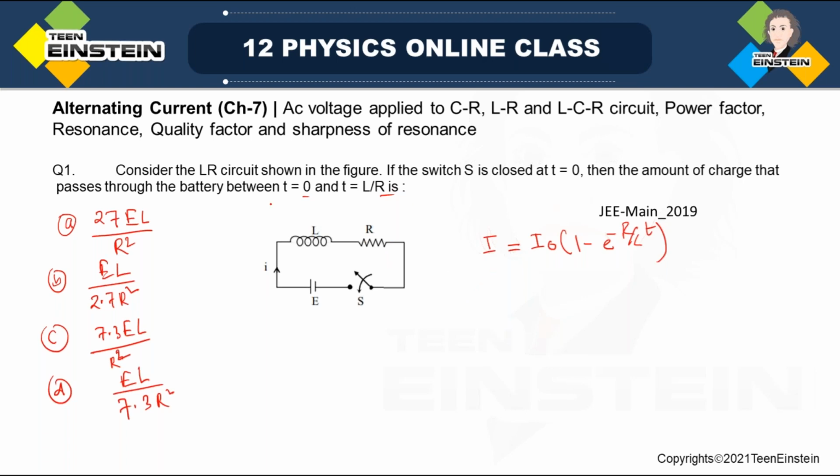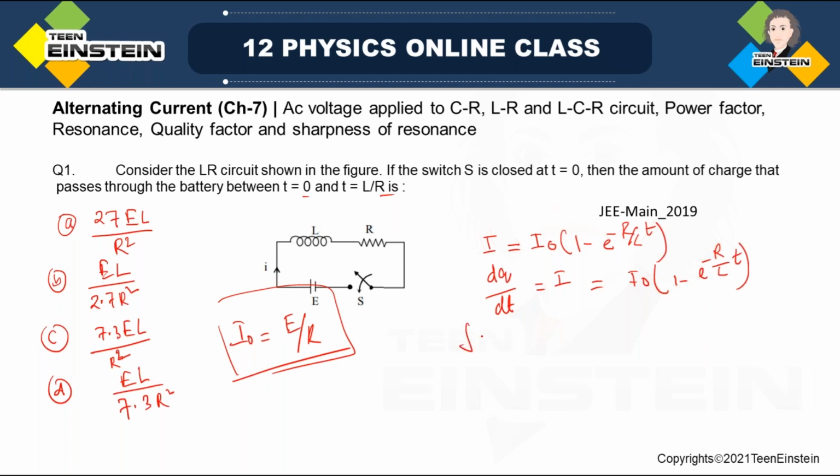Now see what the question is. If the switch is closed, what is the amount of charge passed between these time intervals? Current means flow of charge, right? We can write dq by dt is equal to I. So we can write dq by dt equals I0 into 1 minus e to the power minus R by L into t, where this I0 is the maximum current in the circuit.